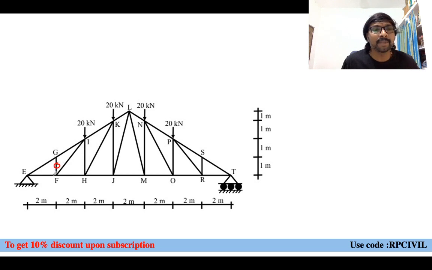Yes, GF will be 0. And here, when you are removing this GF, at this joint F, FE, FH and FI, 3 members are there, and FE and FH are 2 collinear members, and FI is which one? Non-collinear member. So force in this third non-collinear member will be 0 or not? FG and FI are 0.